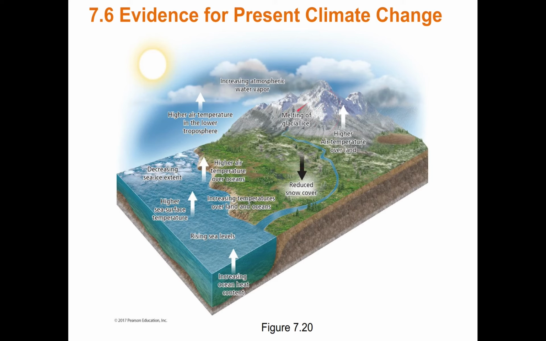Well, melting glacial ice, check. 95% of alpine glaciers are in retreat. Greenland and Antarctica are melting extremely rapidly. Higher temperatures over the land, yes. Reduced snow cover, yes. Higher air temperature over the ocean, yes. Higher temperature over land and the ocean, yes. Higher sea surface temperature, yes. Higher heat content in the ocean, yes. Higher air temperature in the lower troposphere, yes.